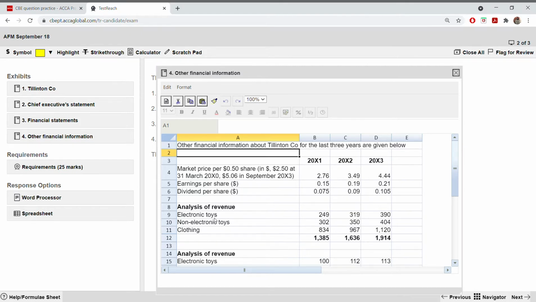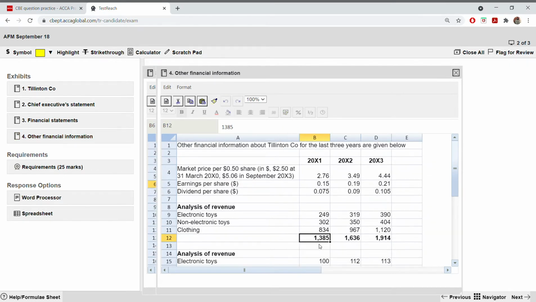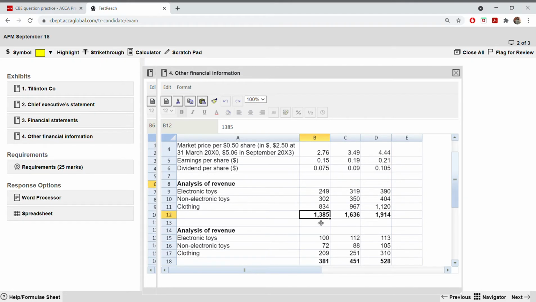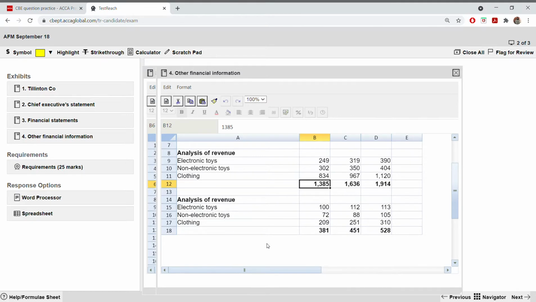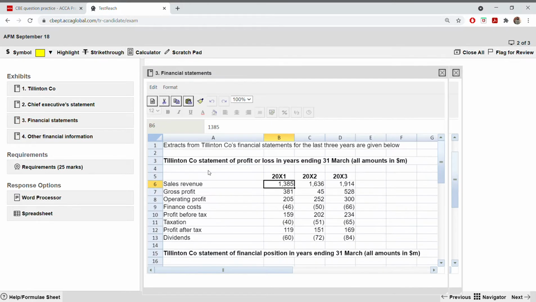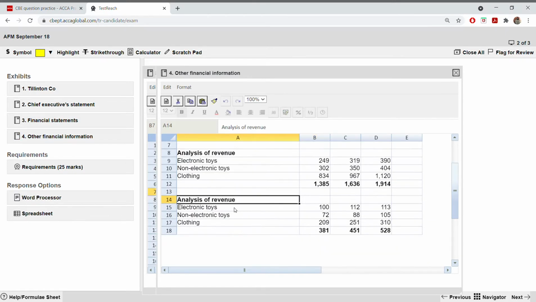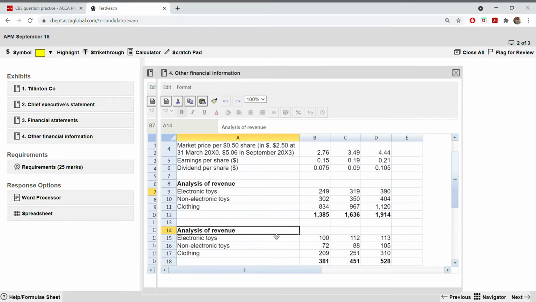And the revenue, they have broken down the revenue into three sectors: electronic toys, non-electronic toys, and clothing. If you see it's 1385, let us go to the financial statement and see the revenue. It is 1385. So this sales revenue is 1385. When you go to other financial information, it is broken down. Here they have given you the analysis of the breakdown. Wait a minute, 381. So the gross profit. Okay, so this one is not analysis of revenue, it is analysis of gross profit. Here they have repeated the same thing as a mistake. Because if you see, this is the gross profit.